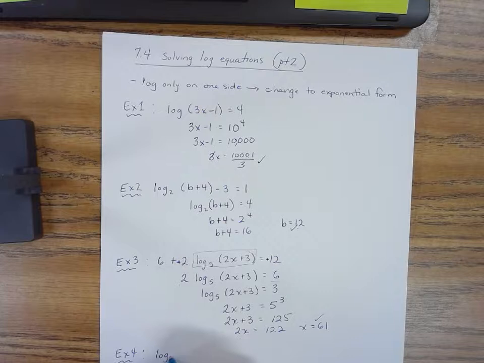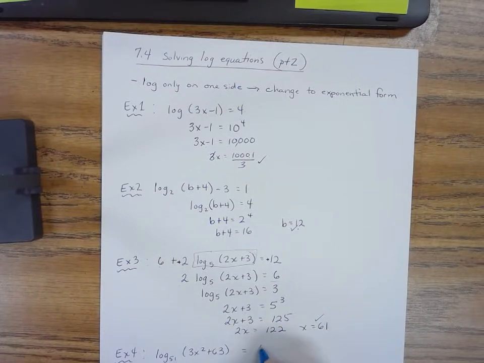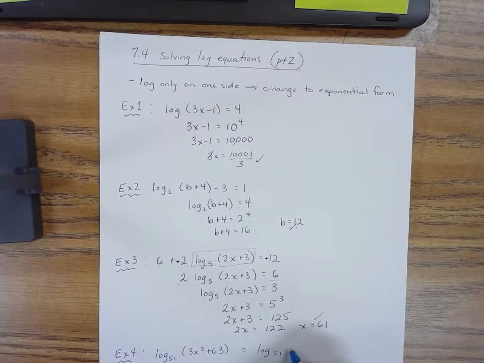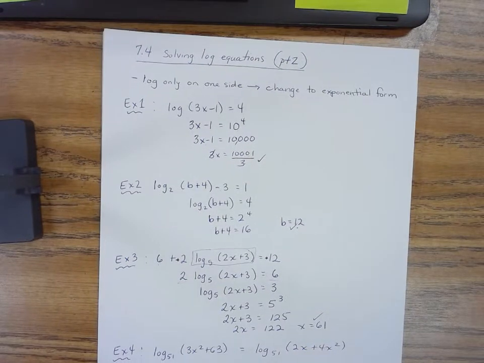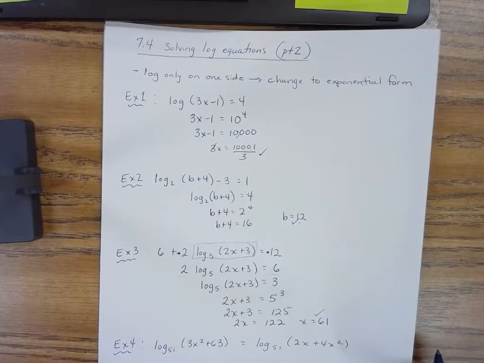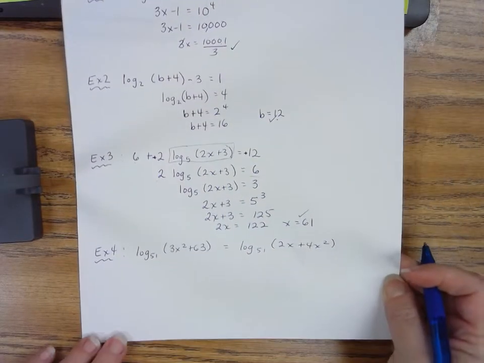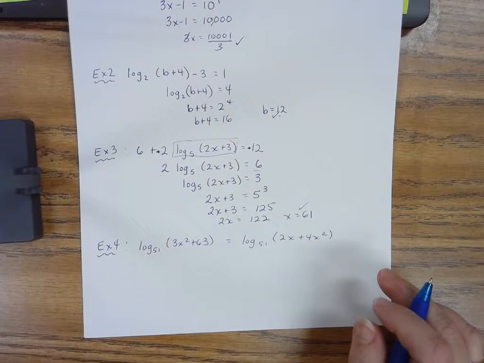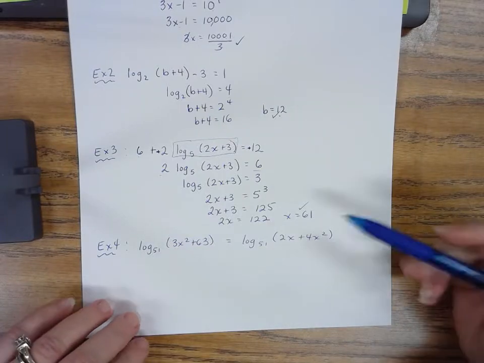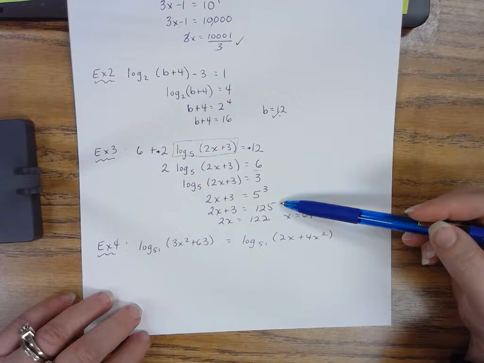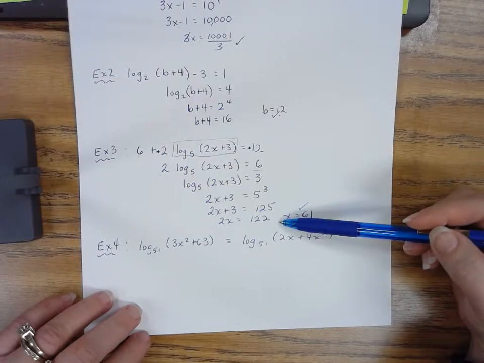Log base 51 of 3x squared plus 63 equals log base 51 of 2x plus 4x squared. You can't see. Just kidding. My bad. So I don't know how much of that you couldn't see. Now you can see it all. Pause it if you need to go back and look at it.